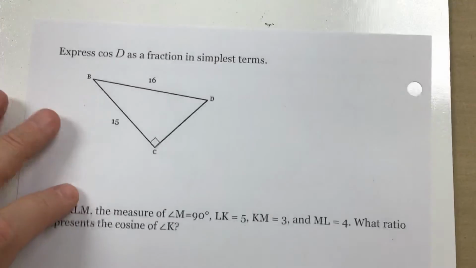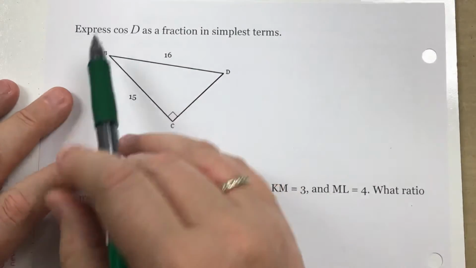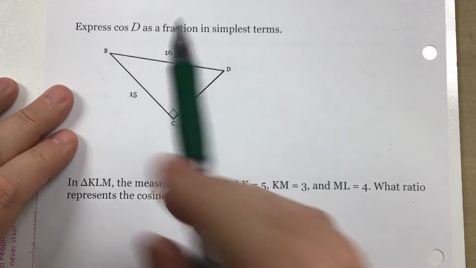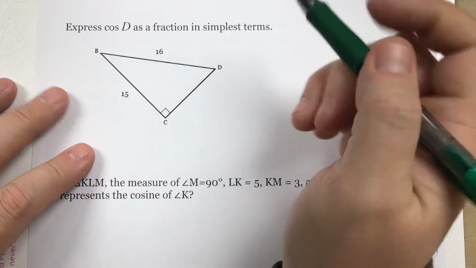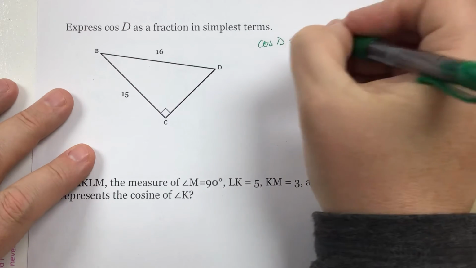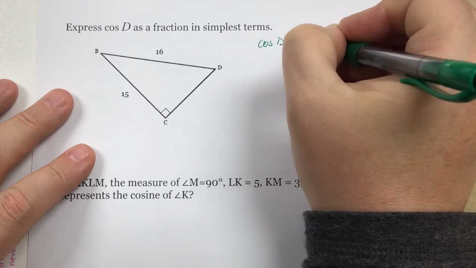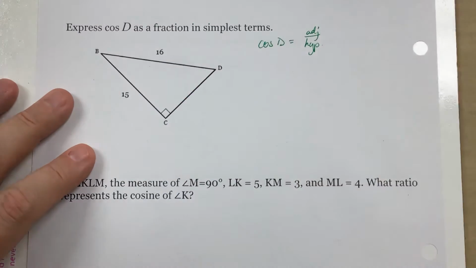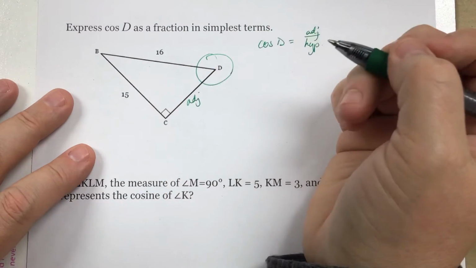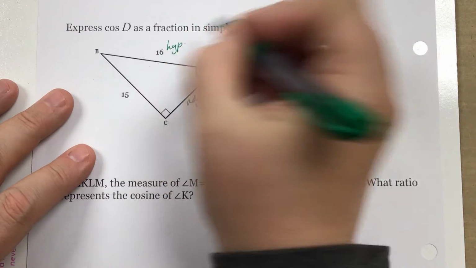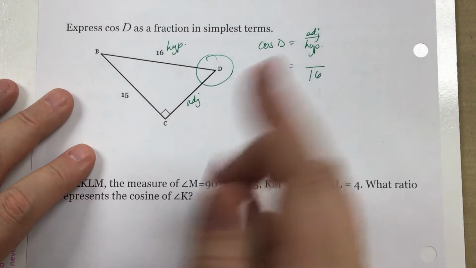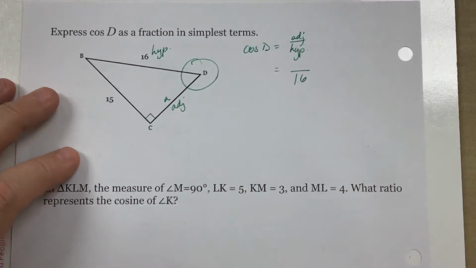Okay, so if I continue with my next example, it says express the cosine of D as a fraction in simplest terms. So again, cosine, I'm doing a lot of cosine problems here, that's okay. Cosine is adjacent to hypotenuse as a ratio. So if I'm focusing on angle D, my adjacent side is this one, and the hypotenuse is 16. So it's going to be something over 16.